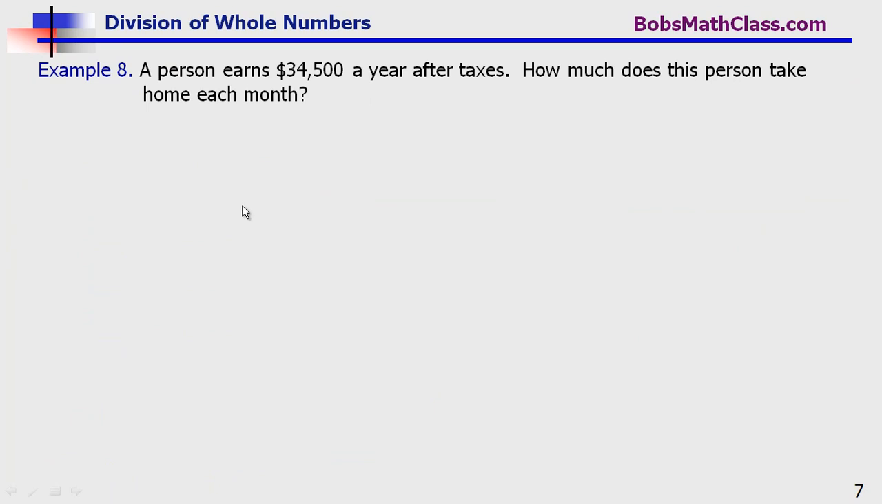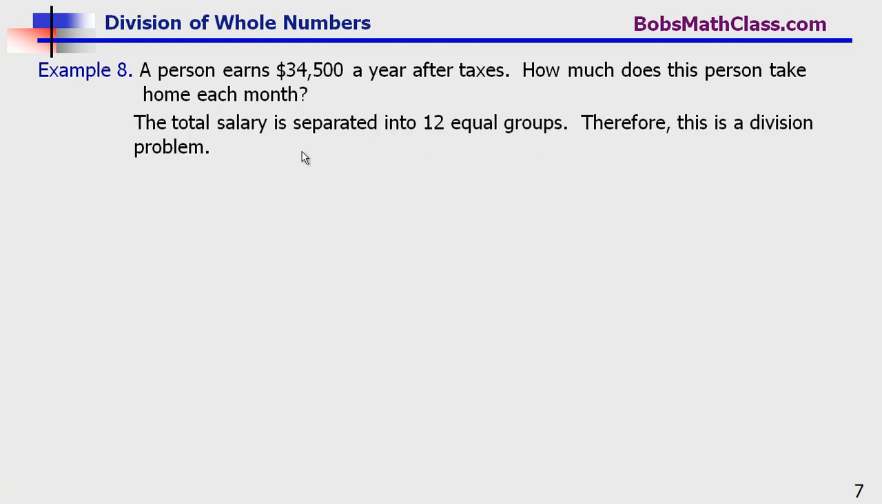All right, let's do another problem. A person earns $34,500 a year after taxes. How much does this person take home each month? So there's 12 months a year. So we want to know how much this person makes per month. Well, that means we're going to divide this into 12 equal paychecks, 12 months. So therefore it's a division problem. The total salary is separated into 12 equal groups. Therefore it's a division problem. So we're going to divide that by 12.